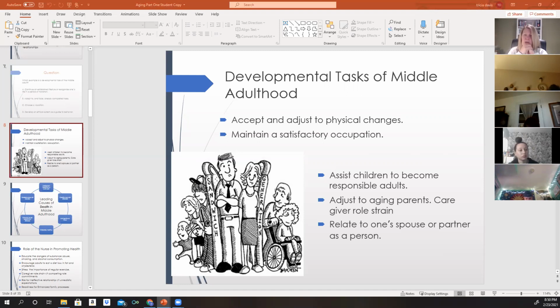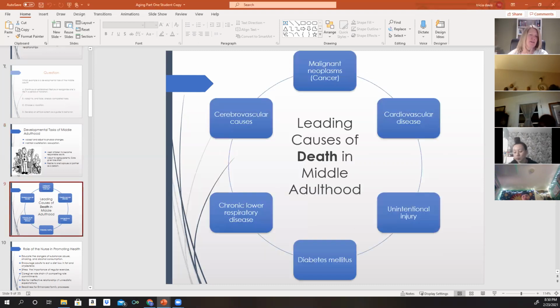And then we can relate to one spouse or partner as a person. So this is called Havighurst's theory. This is what he believes, and this is in your book. You can look this up. So what are the leading causes of death in middle adulthood? Strokes, cerebrovascular causes, cancers, cardiovascular disease, unintentional injuries, diabetes, and then chronic lower respiratory diseases.